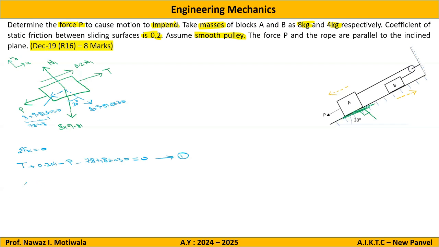Similarly, if I apply summation of Fy equal to 0, I will get the value of N1, that is going upward, minus 8 into 9.81, again 78.48. So I can directly write here, it is 78.48 cos 30. And on solving this equation, I can get the value of N1 directly as N1 equal to 67.96 newtons. Now, coming to the second free body diagram, that is the free body diagram for block B.